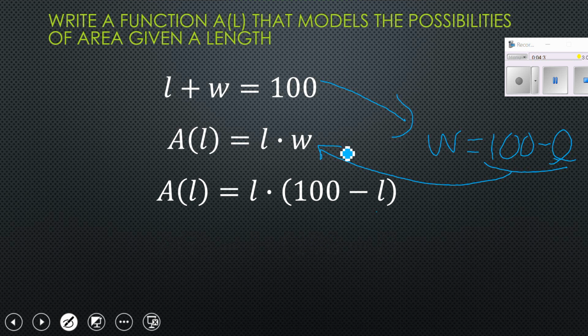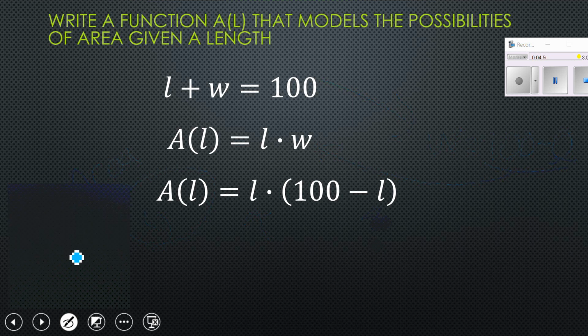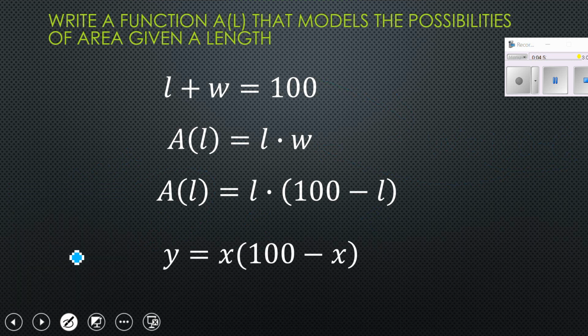The two variables I'm talking about are A of L, or remember function notation, that's the same as y. It stands for our area. So that's one variable. And then we have this L over here. This is something that we're used to working with. Now you're used to seeing it in terms of x, so I'll put this up here as well. We can use x when we go to graph it. We're going to graph it in just a second. So here's our A of L equation.